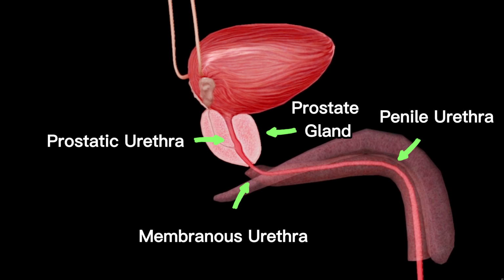Membranous urethra. This is the shortest and narrowest part of the urethra, located between the prostate gland and the penis in males. It passes through the urogenital diaphragm. Bulbous urethra. This is the widest part of the male urethra, located in the bulb of the penis. Penile urethra. This is the part of the urethra that runs the length of the penis in males, from the bulbous urethra to the external urethral orifice.